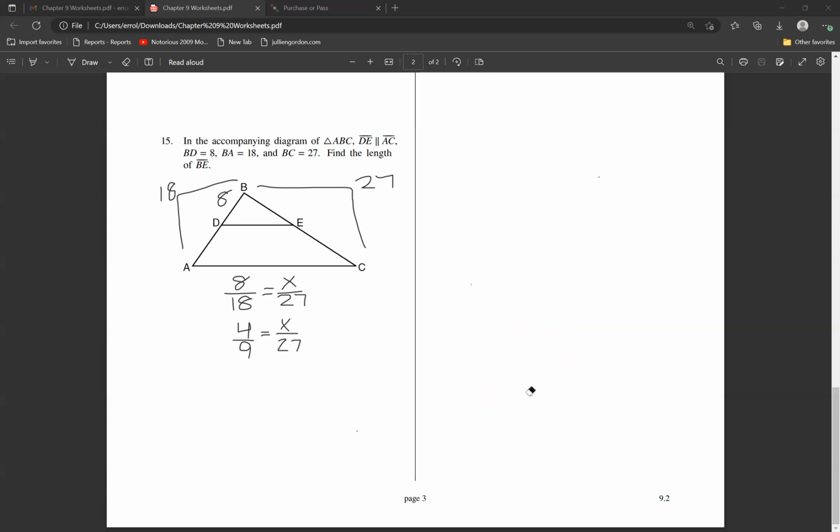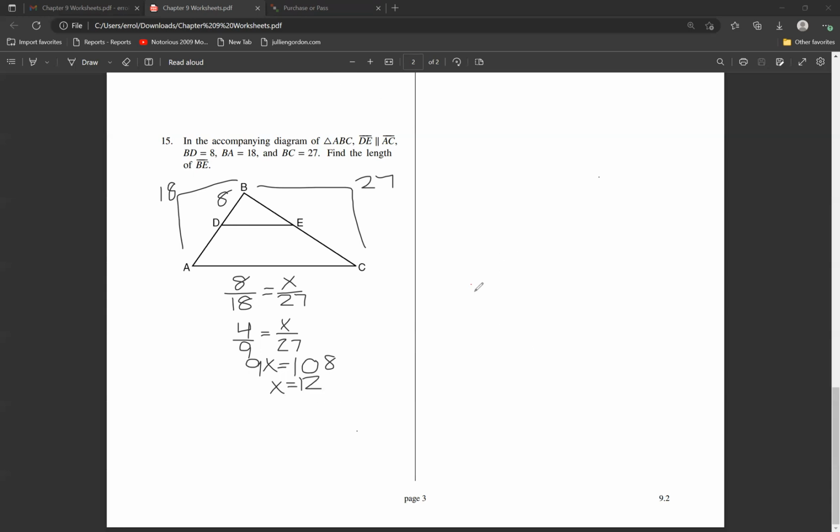Okay, 9x is what's 4 times 27? 9x equals what? 108. Yes. Okay, now divide both sides by 9, and you should get what? What's 99 divided by 9? 11. So what's 108 divided by 9? 12. There you go. X equals 12. Okay, so leave that answer right there.